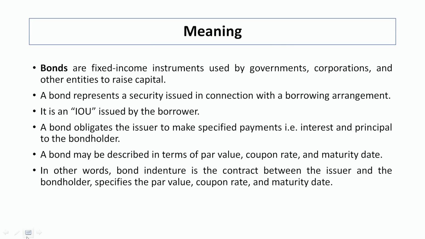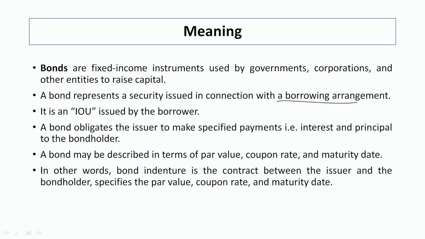So what is a bond? Bond is basically a fixed income security which is issued by government, corporate or any other entities who want to raise capital from the market, or we can say want to raise capital from the public. So, bond represents a security issued in connection with borrowing arrangement.